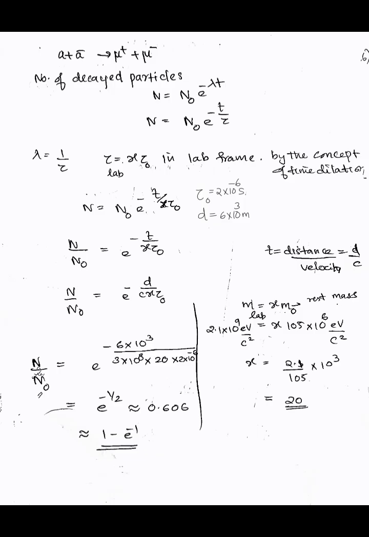So we can rewrite it as n by n0 is equal to e raised to minus d by c gamma tau 0. And we know that m is equal to gamma m0, where m0 is the rest mass. So we can rewrite it as 2.1 into 10 power 9 eV by c square is equal to gamma into 105 into 10 power 6 eV by c square, where gamma is equal to 2.1 divided by 105 into 10 power minus 3, that is 20. So we can write n by n naught is equal to e raised to minus 6 into 10 power 3 divided by 3 into 10 power 8 into 20 into 2 into 10 power minus 6. This is equal to e raised to minus 1 by 2. So this is equal to 0.606. So this can be written as 1 minus e raised to minus 1 by 2. So option B is the right answer.